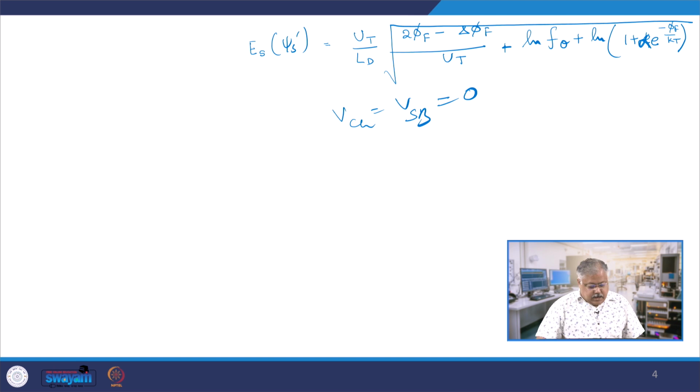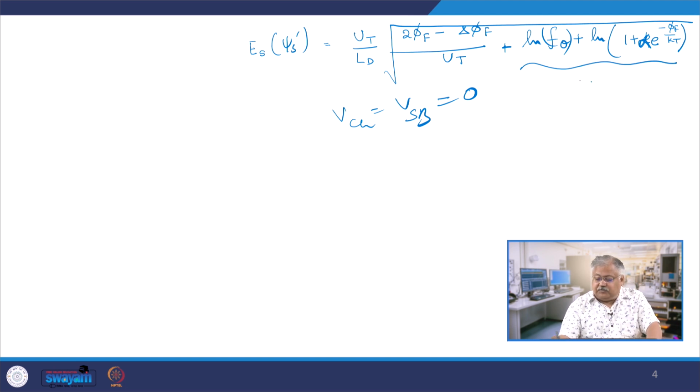LD is the Debye length, and f theta is an empirical constant which depends on other factors, natural log of f theta, and this also depends upon the value of temperature. All these are temperature dependent. So, Ut is kT by q, we already know about this. The two natural log terms have some error, approximately 1% error.